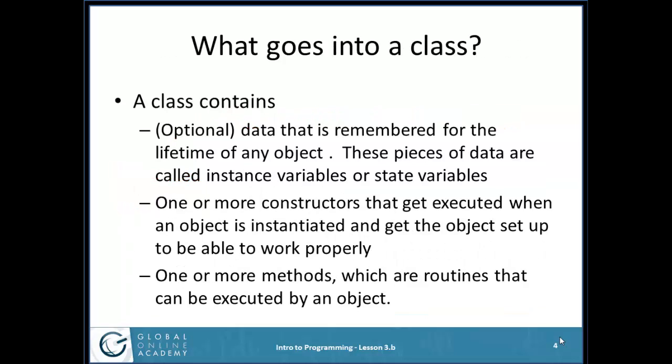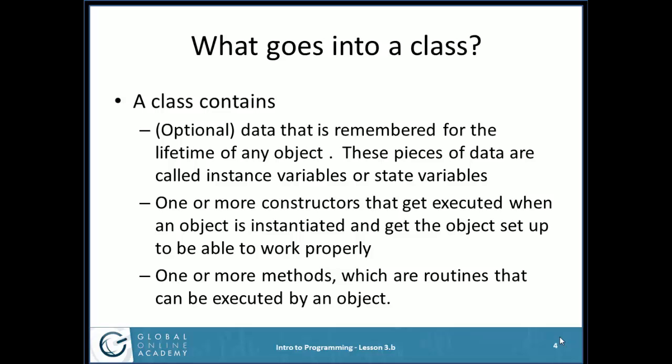So what goes into a class? Well, a class can contain data. This is optional, it doesn't have to. But data that's remembered for the lifetime of any object. These pieces of data are called instance variables or state variables. It's what makes an object a unique member of the class.